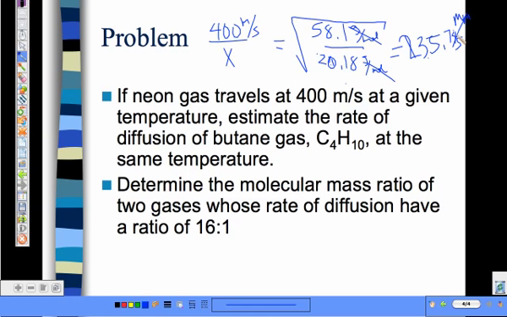Okay, on this one where it says determine the molar mass ratio of two gases whose rates of diffusion are a ratio of 16 to 1, it's looking for the whole ratio. You can put it as an x there, that whole x. Basically, it's going to be 16 squared, right? So our ratio would be 256 to 1 then. That's what that means.